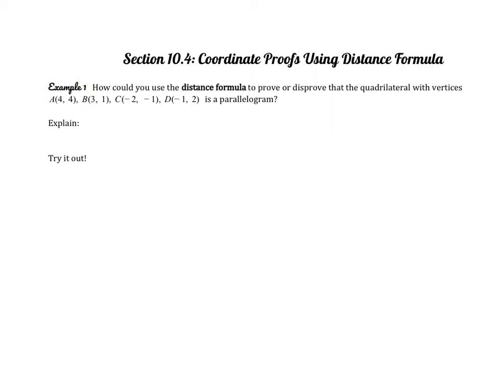So example 1 says, how could you use the distance formula to prove or disprove that the quadrilateral with vertices A, B, C, D as listed is a parallelogram? So we know that one of the properties of parallelograms is that opposite sides are congruent. So we can use the distance formula to show that both pairs of opposite sides are congruent.